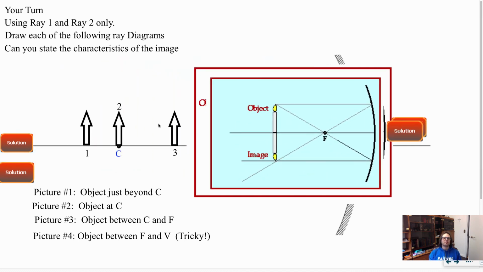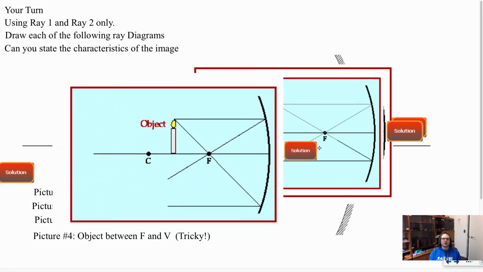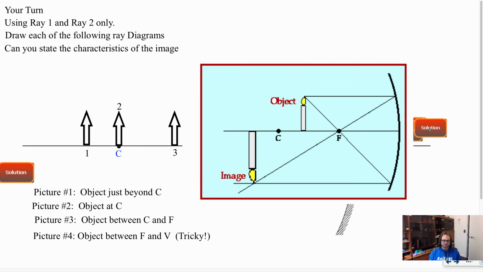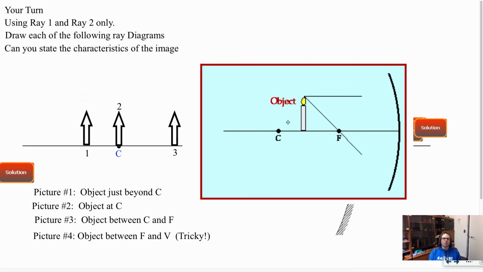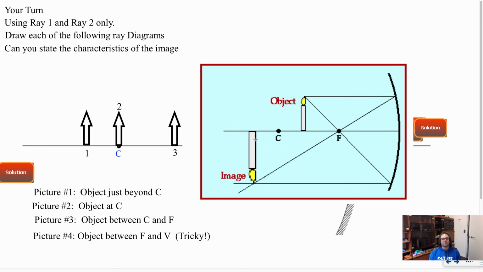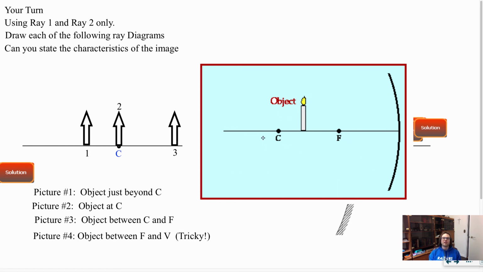Let's try the second one. Looking at my second one, it's right on the center. So when we go on the center, we do our 2 rays, and my image looks something like that. So it's actually going to be the same size, it is inverted, and it is also real because it's on the same plane. Now let's check my third one. So this is for number 3. We have an object which is in between the center and the focal point. Here, we do my 2 rays, and if we wanted, we could do the third as well, and we get my image over here.